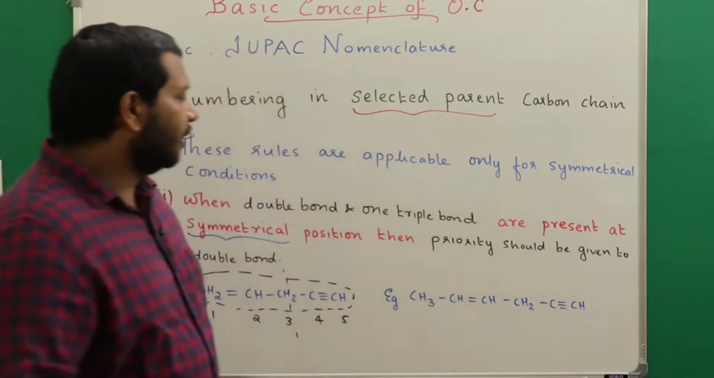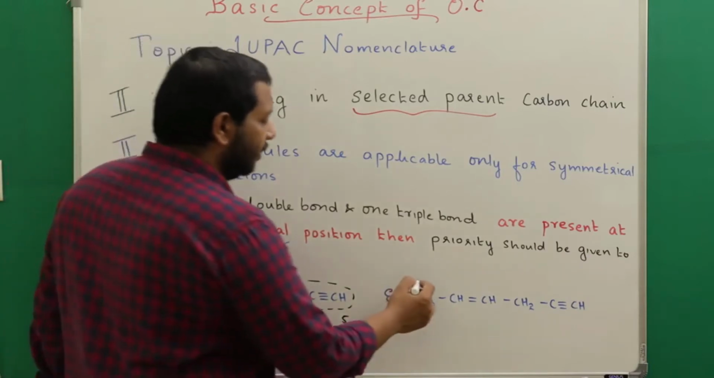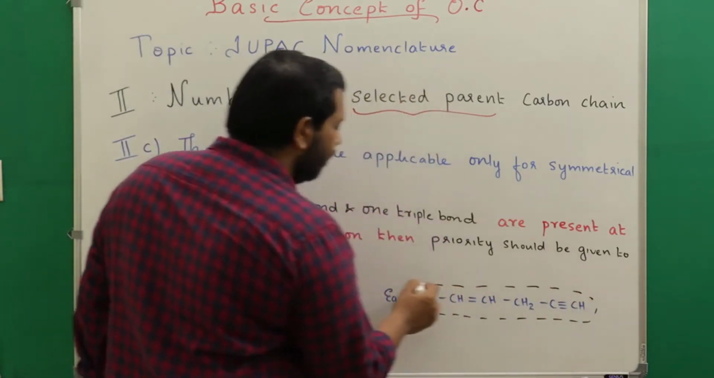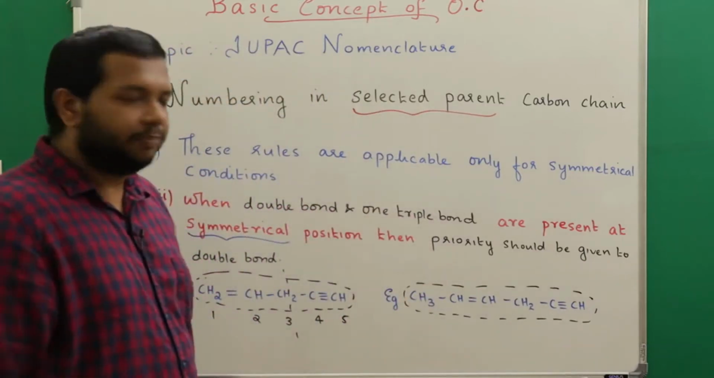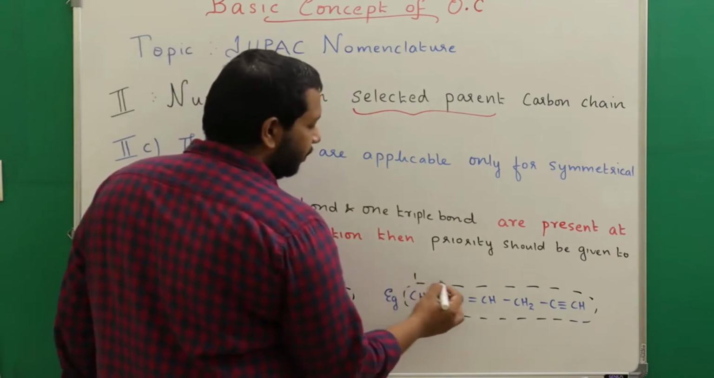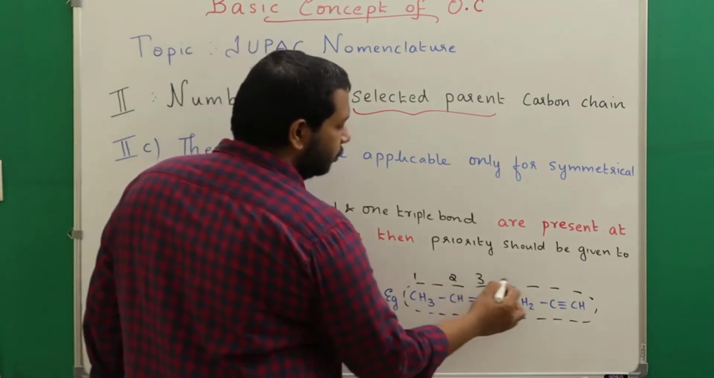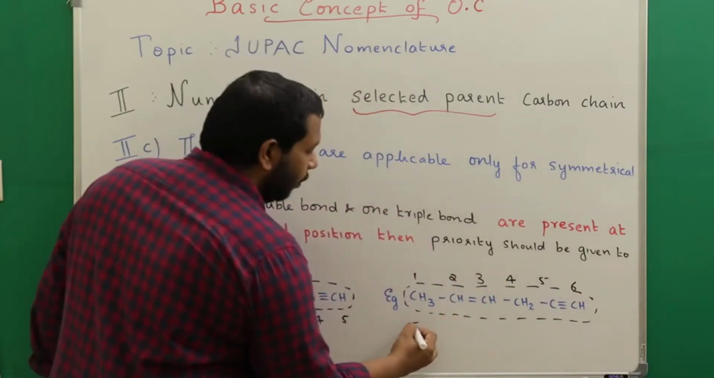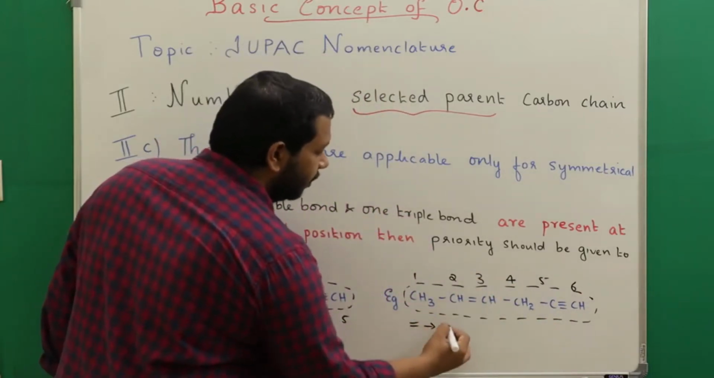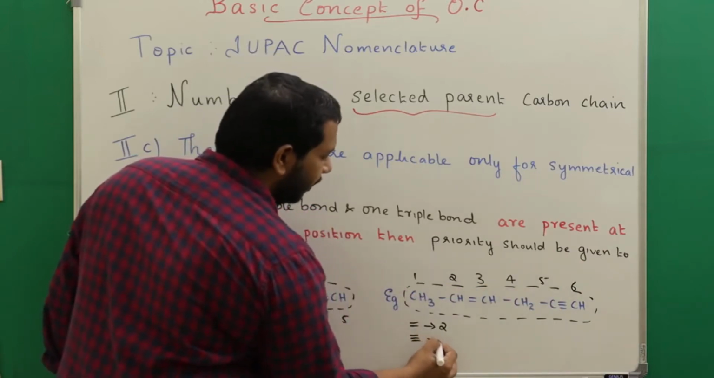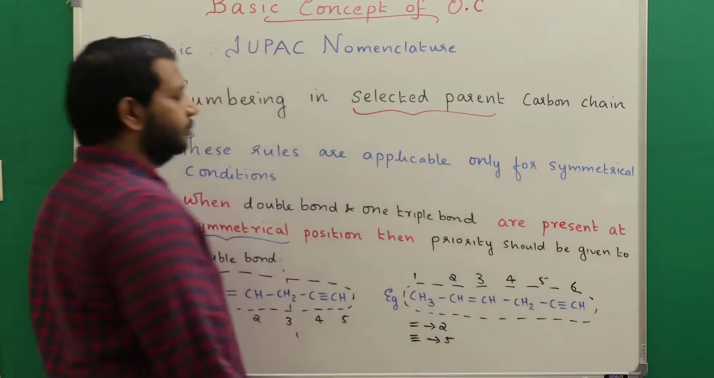On looking at example 2, I will select the parent carbon chain. Okay, I have chosen the parent carbon chain. Now I am trying to number it. Somebody has numbered like this: 1, 2, 3, 4, 5, 6. So for the double bond, the lowest number coming here is 2, and for the triple bond the lowest number coming here is actually 5.